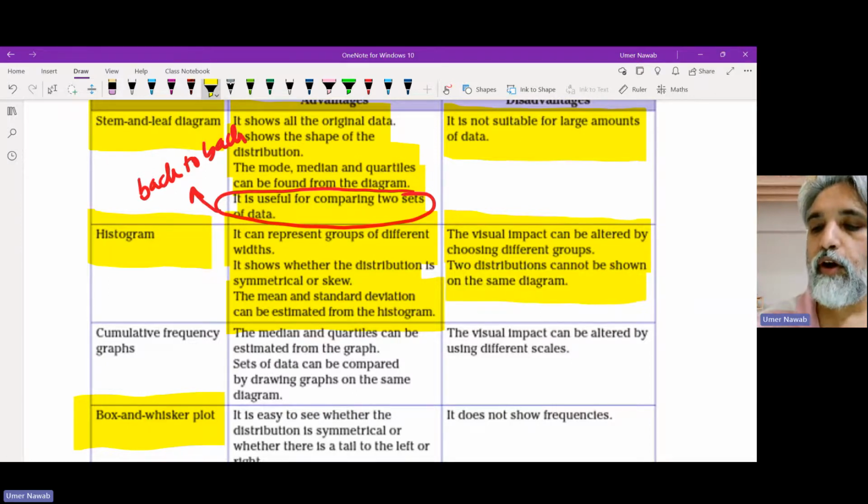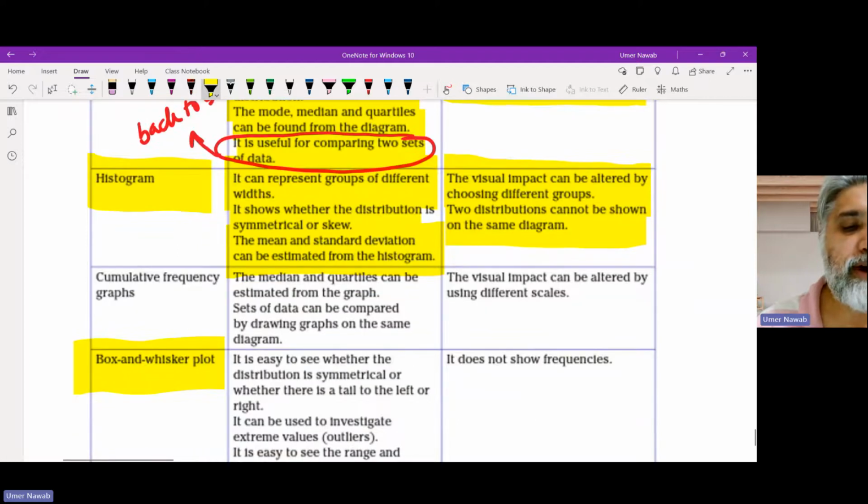Two distributions cannot be shown, as they can be in multiple bar charts, but a bar chart is different from a histogram. In bar charts, the widths are the same. In a histogram, we can represent only one category; multiple categories or multiple rectangular strips cannot be drawn in the histogram. So two distributions are not ideal for representation on a histogram diagram.